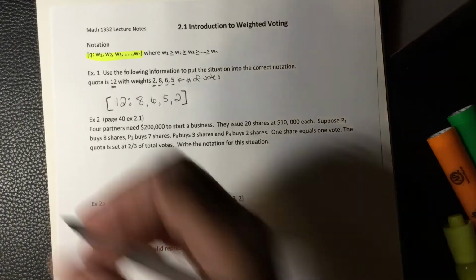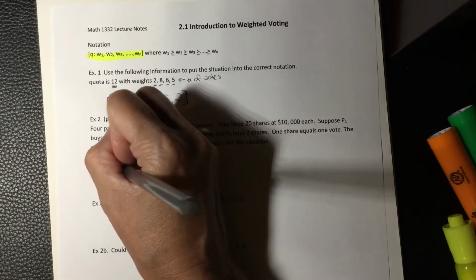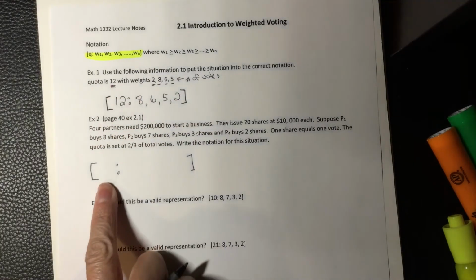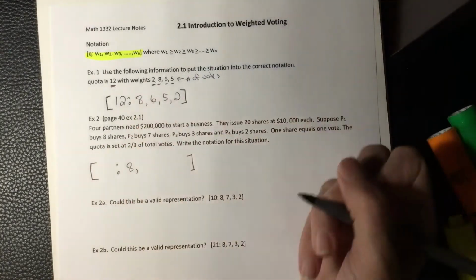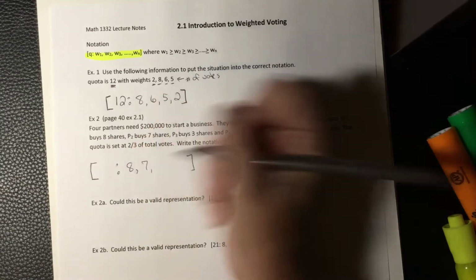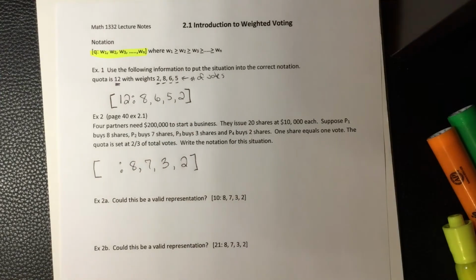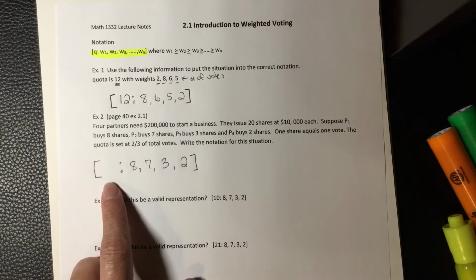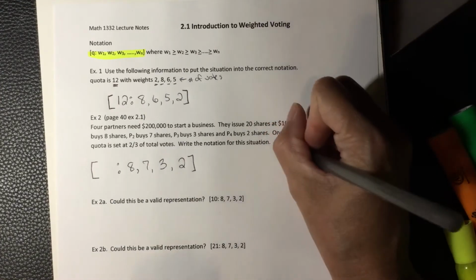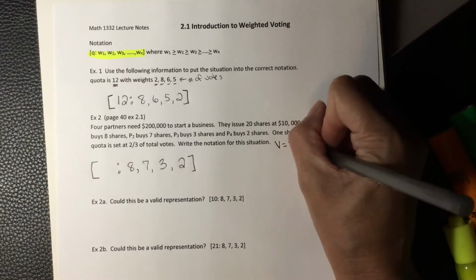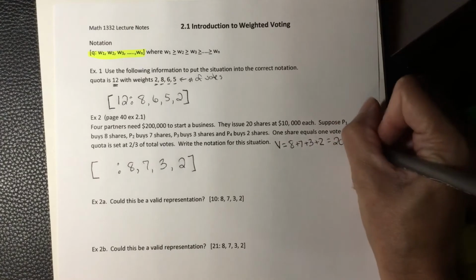So if we do the notation, I don't really know the quota yet, so I'm going to leave the quota blank. So I'll put that number right here in a minute. I know we have 8, so each share is a vote. So 8 votes, 7 votes, 3 votes, and 2 votes. Okay, so I've got the weights in there. Now I just need to go back and figure the quota. So I do need to know the total number of votes. So I add all my weights together: 8, 7, 3, and 2, and that should be 20 votes.